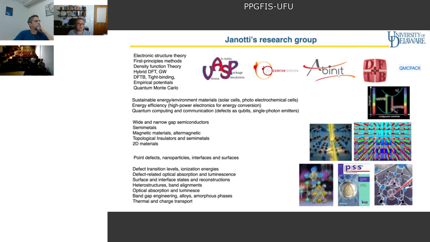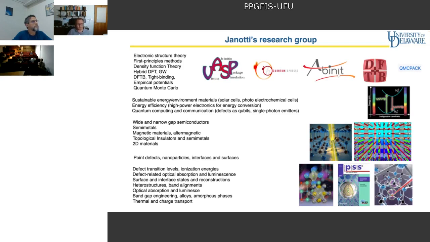The materials that we deal with, because of the nature of the problem, our lab essentially covers the periodic table. So we deal with wide and narrow gap semiconductors, semi-metals, magnetic materials. More recently, we have been working on these altermagnetic materials that show very interesting spin splitting without even the need of spin orbit, topological insulators, semi-metals, and two-dimensional materials.